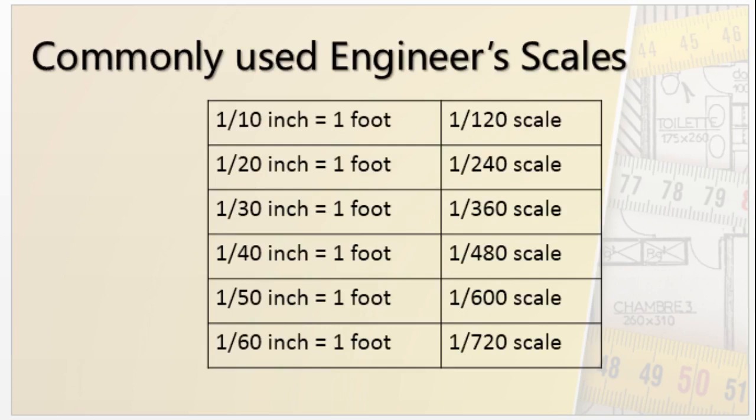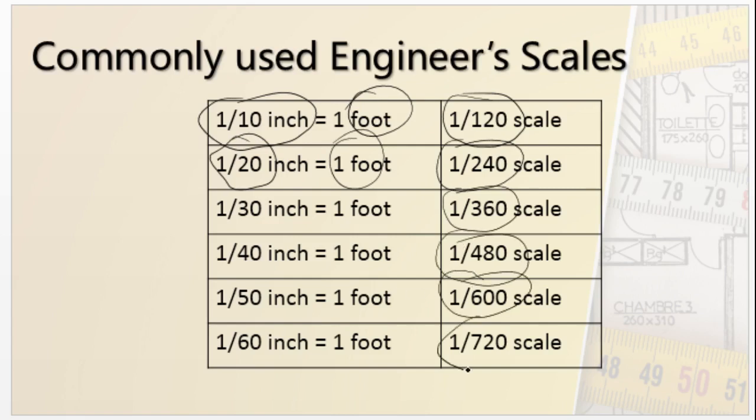Now we'll see commonly used engineer scale. 6 types of scale we generally use. Engineer scale: 1 by 10 inch equals to 1 foot, that is 1 by 120 scale. 1 by 20 inch 1 foot, 1 to 40, that's how. 1 by 360, 480, 600, 720 scale we can obtain.